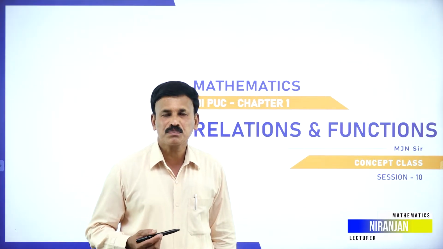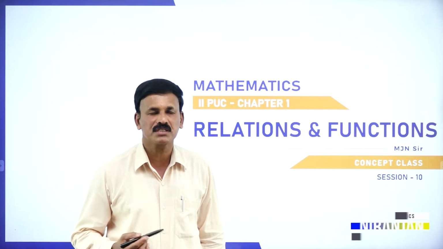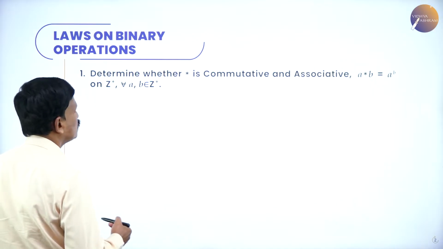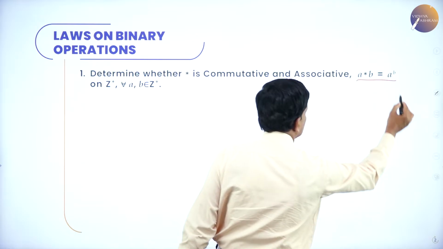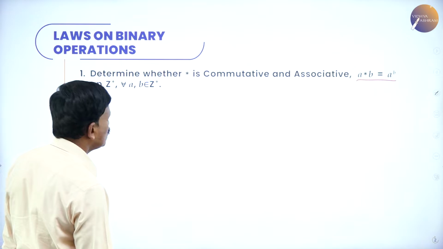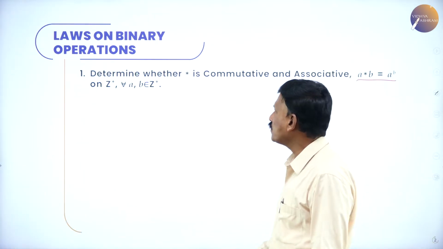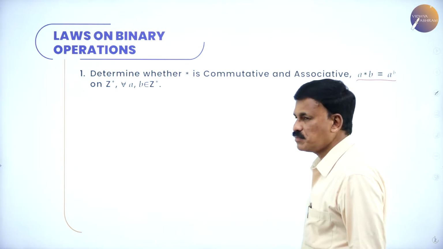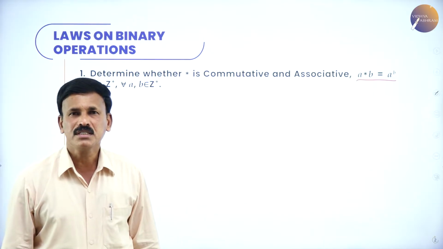Now I will take a few more problems, some additional problems in this session. Let me take the first problem. Determine whether star is commutative and associative if A star B is equal to A to the power of B for all A, B belonging to Z plus, where Z plus is the set of all positive integers. Now, what is to verify? On the set of all positive integers, verify whether A star B equals A to the power of B is both associative and commutative.